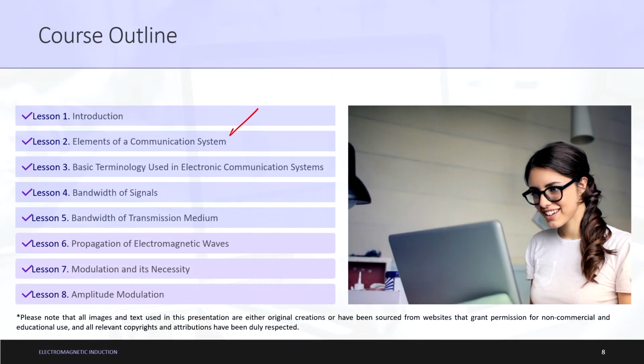In the last lecture we were understanding the elements of a communication system: what is a transmitter, what is a channel, what is a receiver, just the basic crux of what those elements are. We may start with basic terminologies used in electronic communication systems today, and hence we will move on towards the end of these lectures. For now, let me give you a quick recap, because everything was done very quickly.